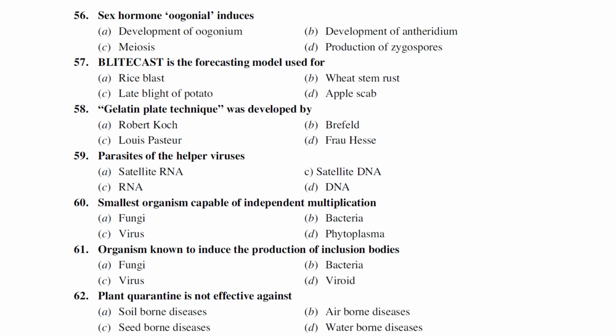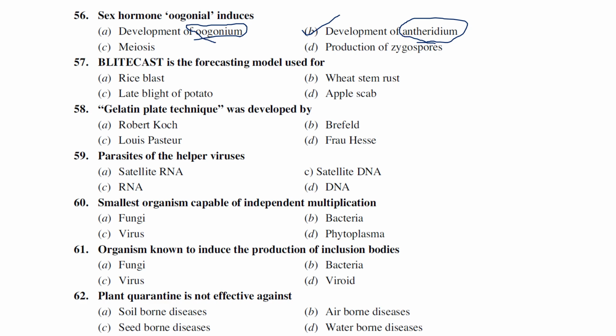The next one is the sex hormone: it includes development of oogonium, development of antheridium, meiosis, production of zygospores. Generally, it activates the development of antheridium, so it actually induces the development of antheridium. Antheridium is a male reproductive organ. In fungi, antheridium is known as the male part. Oogonium is known as the female. Oogonium is produced in the Oomycota group of fungi. Ascogonium is produced in the Ascomycota group of fungi.